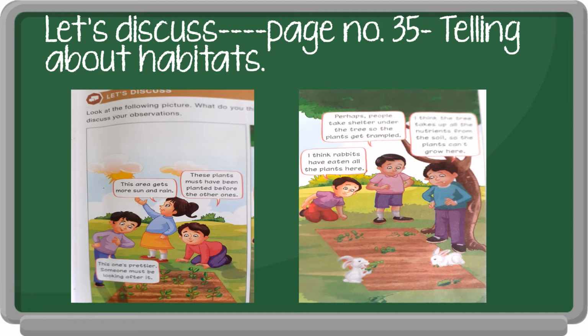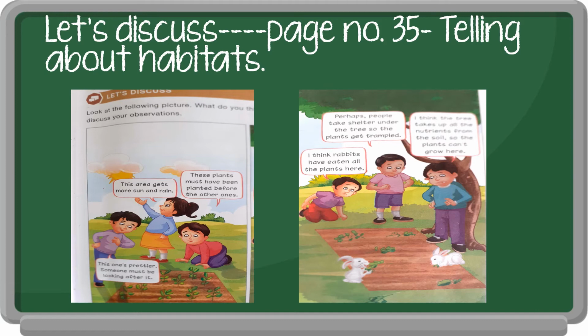If you see this picture, you can see that the soil is not wet, meaning they are not getting proper water to grow, and they are under the shade of such a huge tree, so they are not getting proper sunlight also to grow. That's why the plants in the second picture are not growing so nicely.